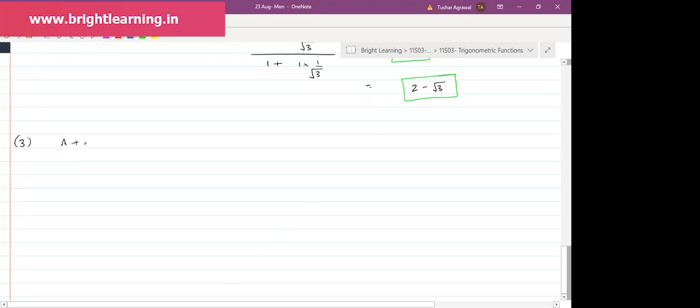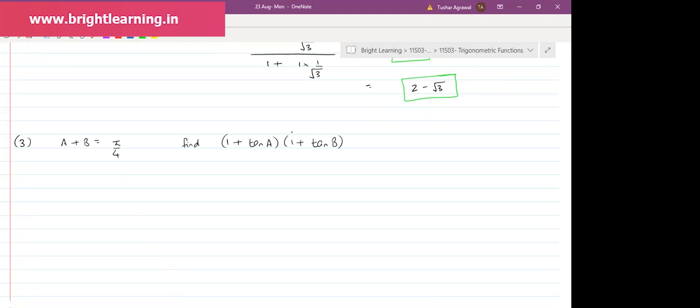If a plus b is equal to pi by 4, find the value of 1 plus tan a multiplied by 1 plus tan b. Actually, this question is of proof. Prove that 1 plus tan A into 1 plus tan B equals some numerical value. That is given, find the value of 1 plus tan a into 1 plus tan b.